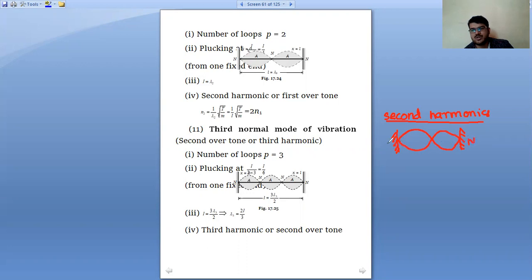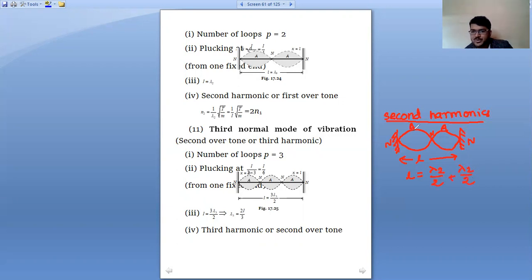So here it is a node, here it is a node, and in the middle also you will get a node. This is an antinode and this is an antinode. If this is the length of the string, then node to node is lambda by 2, and here also lambda by 2. So can I write L is equal to, this time the wavelength is lambda 2, lambda 2 by 2 plus lambda 2 by 2.